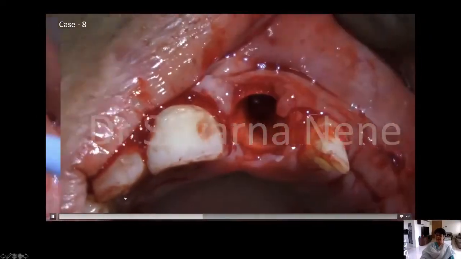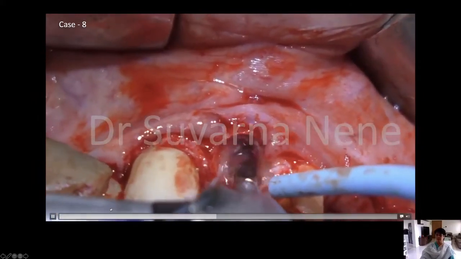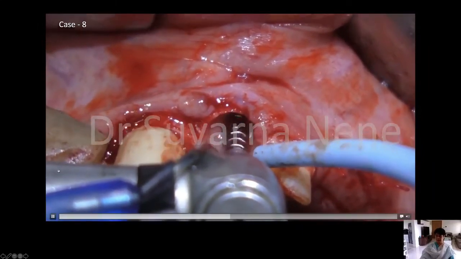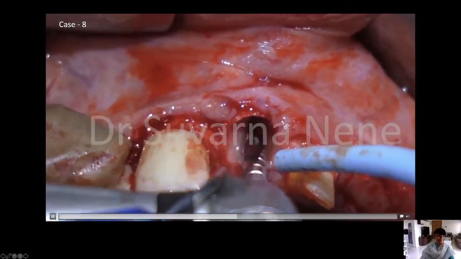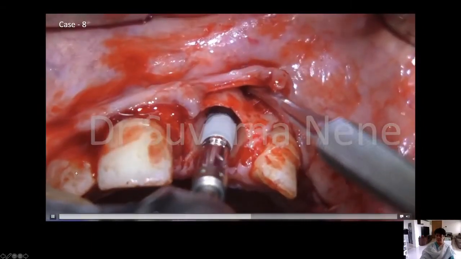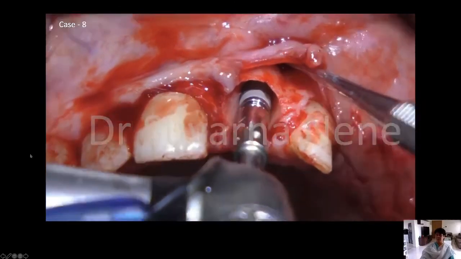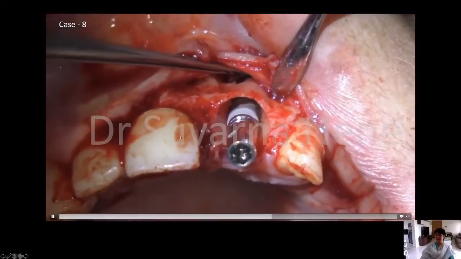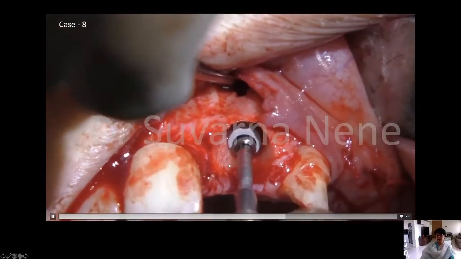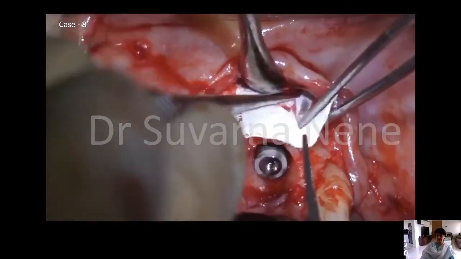I'm just checking with the burr without starting the drilling. What am I checking? Whether a 4.5 mm burr or a 3.5 mm burr, what am I comfortable with? Because the socket looks quite large, but the buccal plate is very thin and I cannot come close to the buccal plate at any point of time. So the implant has gone completely palatally. We had the 3D CBCT, so we knew that palatally I have bone to create an osteotomy. It's a 4.5 millimeter implant. I still have a lot of space on the buccal aspect. So now the membrane will be placed on the buccal aspect.